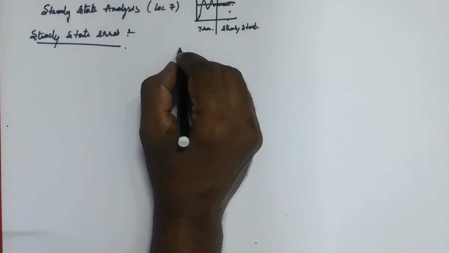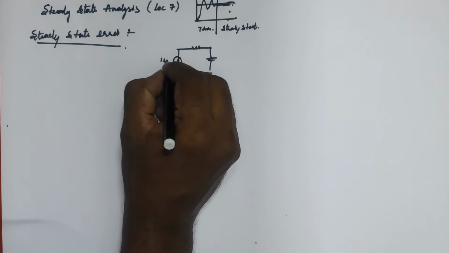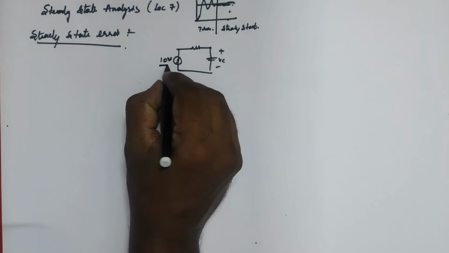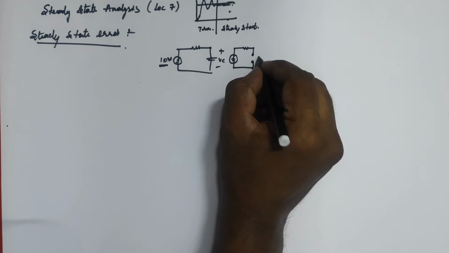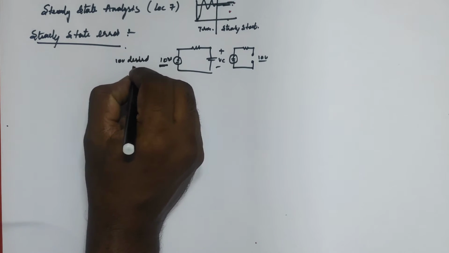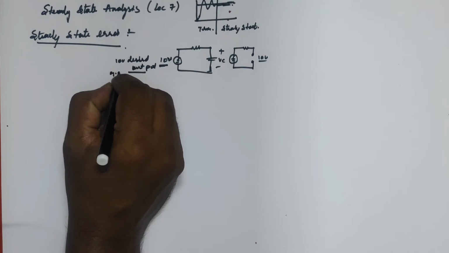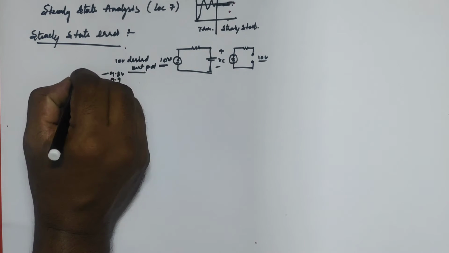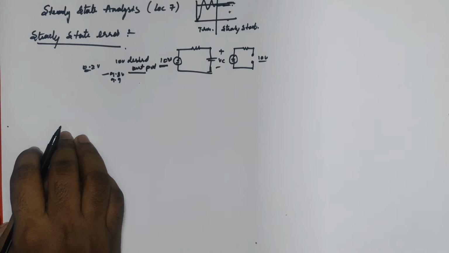Again, in a simple way, I'm taking an RC circuit for understanding. My input is 10 volts, and I want to take the voltage across the capacitor. The desired output in steady state, since it is open circuit, is 10 volts only. But in practice we obtain about 9.8 or 9.9. Let us say 9.8, so the error is 0.2 volts. That is the steady state error, the difference between the actual output and the desired output.